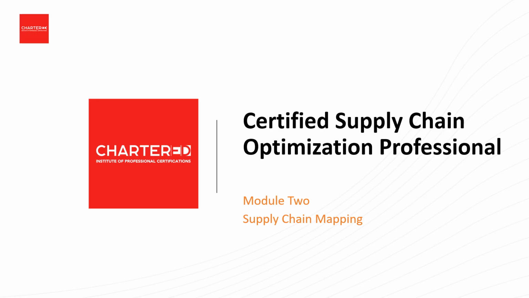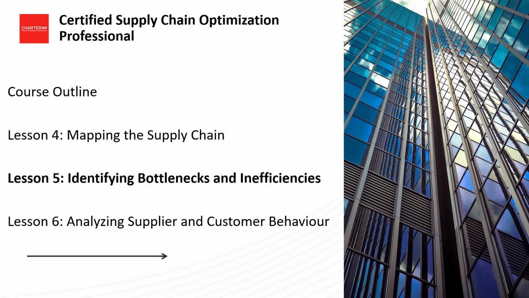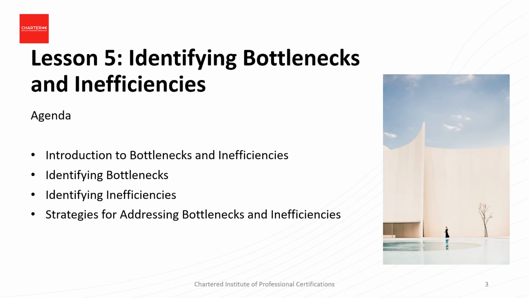This is the fifth lesson on supply chain optimization and its critical role in improving overall supply chain performance. Lesson 5 is identifying bottlenecks and inefficiencies. The agenda for this lesson would be introduction to bottlenecks and inefficiencies, identifying bottlenecks, identifying inefficiencies, and strategies for addressing bottlenecks and inefficiencies. This knowledge is crucial for improving the performance of our supply chains and achieving business objectives.